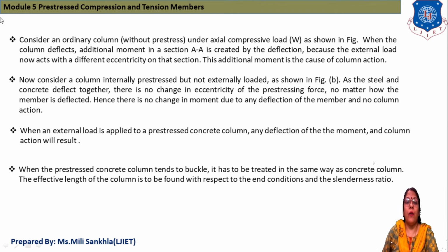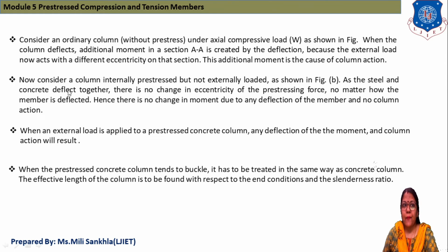Now here consider an ordinary column without prestressing under axial compressive load W. First figure we discuss. When the column deflects, additional moment in section AA is created by deflection because the external load now acts with a different eccentricity on the section. This additional moment is the cause of column action.